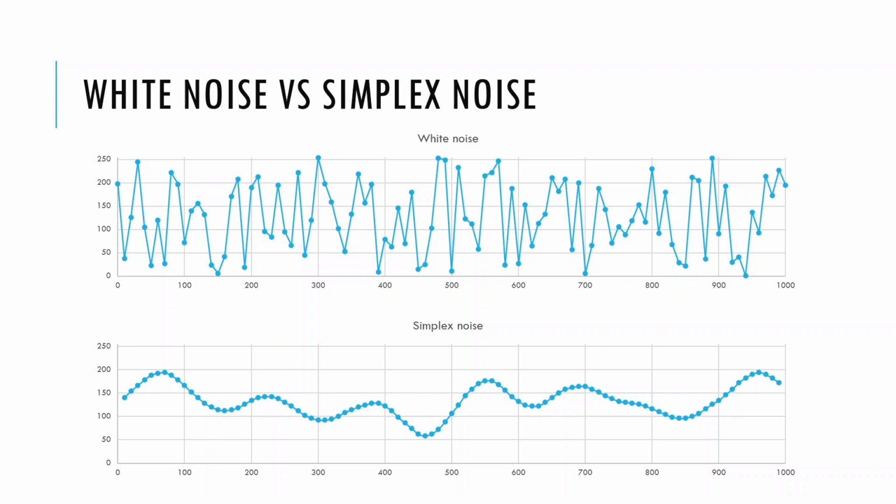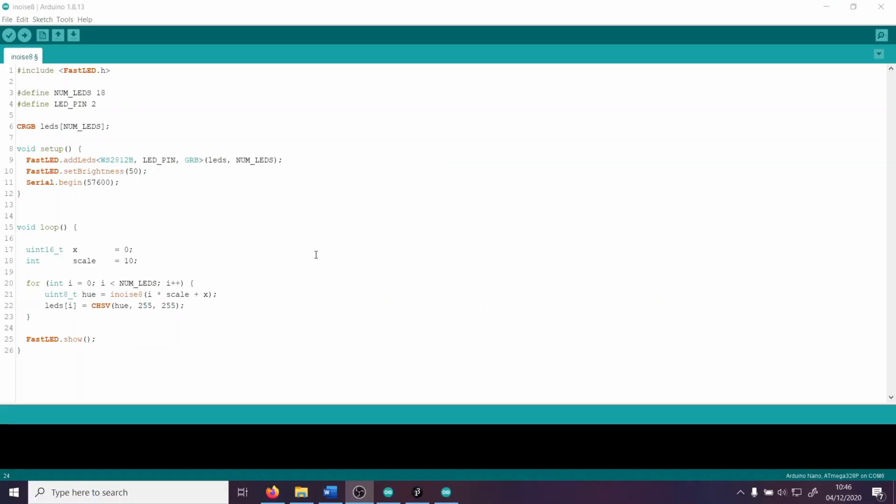And once we've created some noise like this, we can apply this output to a parameter on our strips, perhaps hue, brightness, saturation, position, or whatever else you like. And this kind of works in a similar way to the wave functions that are described in episode 4. Let's have a look at some code to apply our noise to the hue of the LED strip.